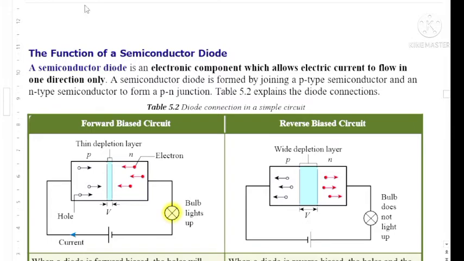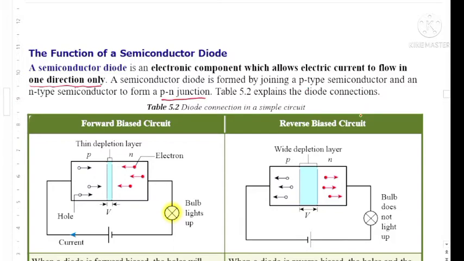Okay, let's look at more on the function of semiconductor diode. Semiconductor diode is electronic component which allow electric current to flow in one direction only. A semiconductor diode is formed by joining a p-type semiconductor and n-type semiconductor to form p-n junction.